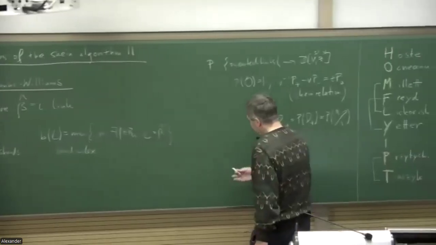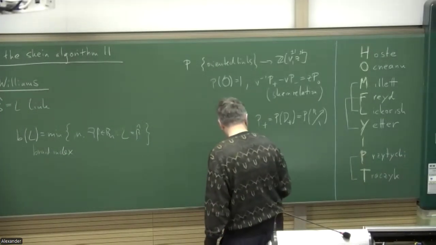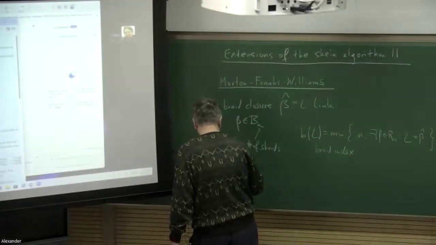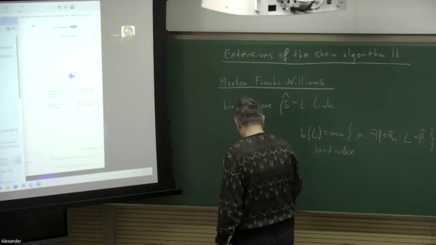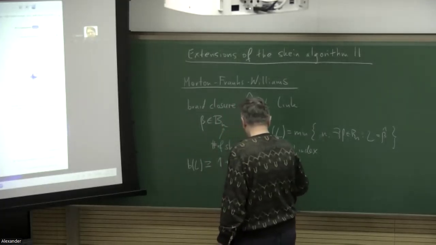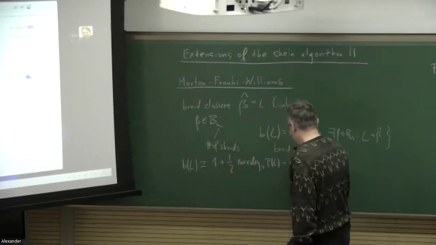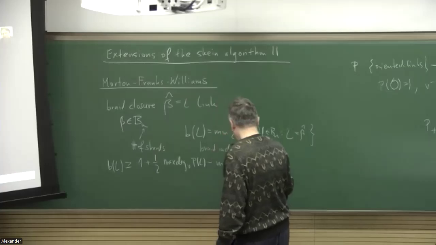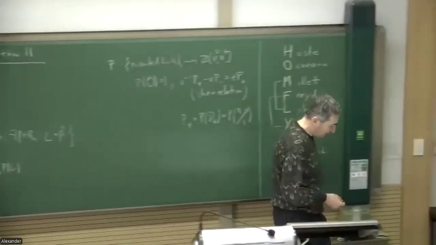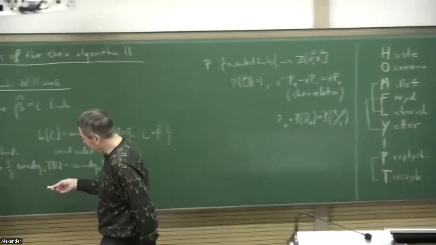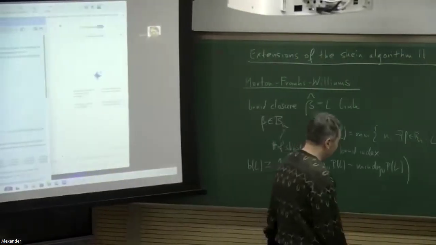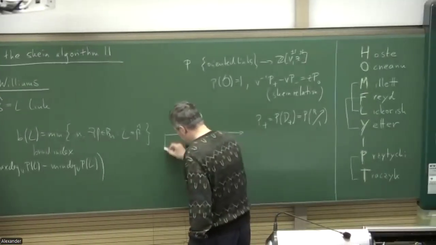So what is the common way in which you know the Morton-Franks-Williams inequality? It tells you the braid index of L is bigger or equal to 1 plus 1/2 times the maximal degree in v of P of L minus the minimal degree in v of P of L. So this is the common way in which you write down the Morton-Franks-Williams inequality.